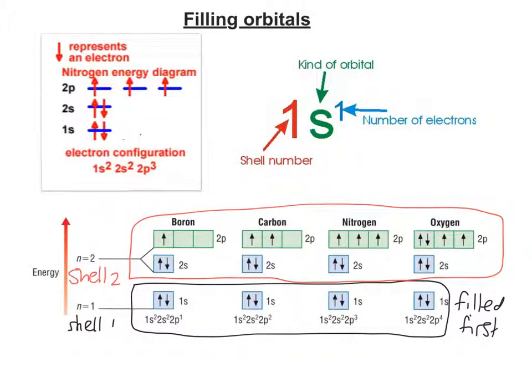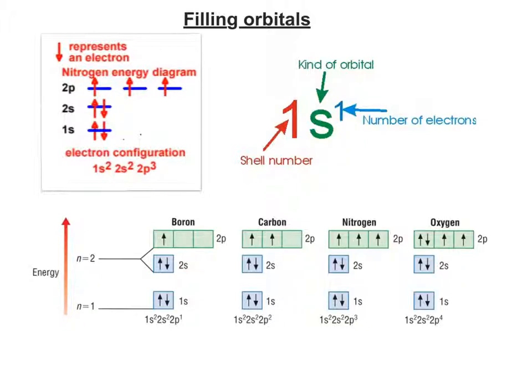So if we were to look at an example, such as the ones at the bottom, we can say that boron, its configuration, has 2 plus 2 plus 1 equals 5 electrons in total. Carbon has 6 electrons in total. Nitrogen has 7 electrons in total, and oxygen has 8 electrons in total.